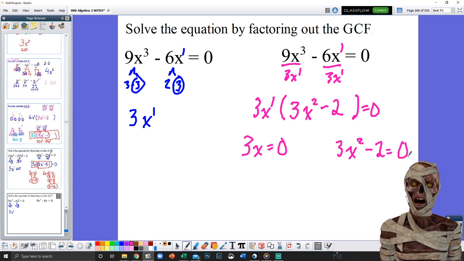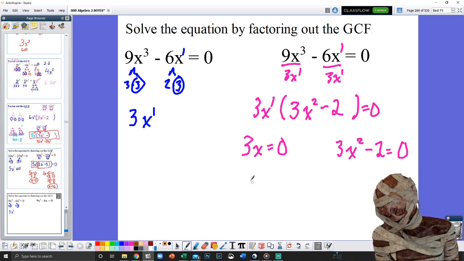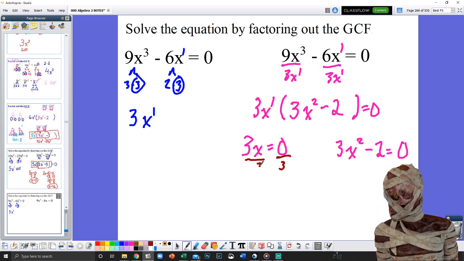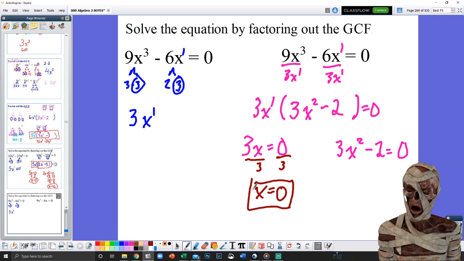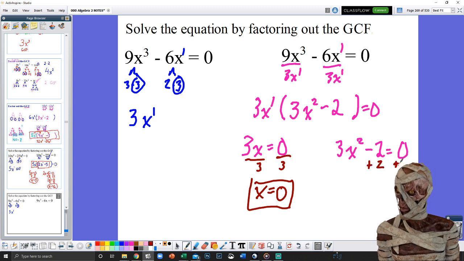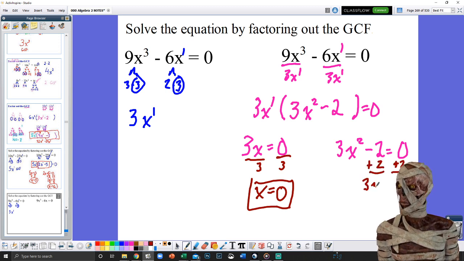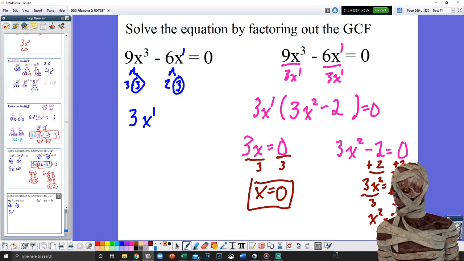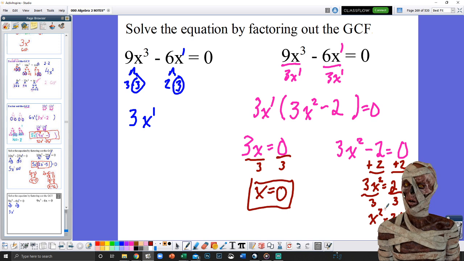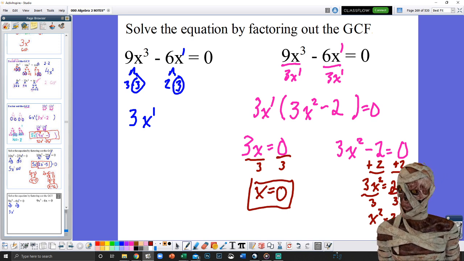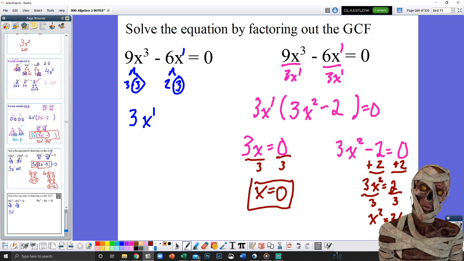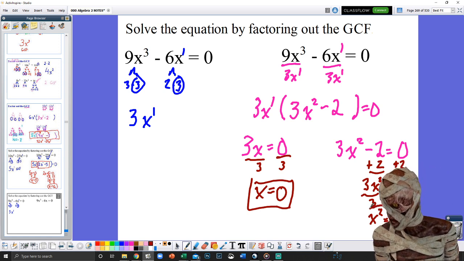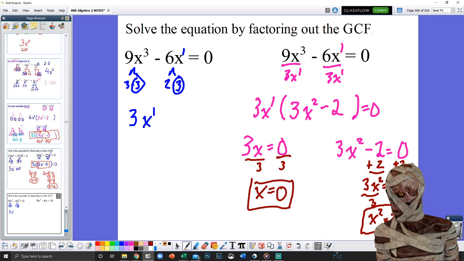Super easy, right? All right, next I'm going to divide by 3. I get x equals 0. Boom, done. Now over here I'm going to add 2 to both sides. That square might be freaking you out, but that's okay. Then I'm going to divide by 3. I got x squared equals 2/3. Now normally we will continue on and do one more step with this, but we haven't learned that step yet.